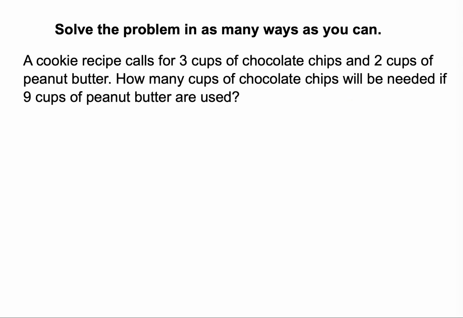All right, go ahead and pause and try this problem. All right, it says a cookie recipe calls for 3 cups of chocolate chips and 2 cups of peanut butter. How many cups of chocolate chips will be needed if 9 cups of peanut butter are used? All right, so I have 3 cups chocolate chips for 2 cups peanut butter. And I want to know how many, I'm going to call it X, chocolate chips for 9 cups of peanut butter.